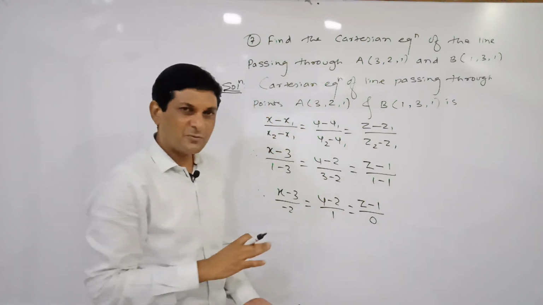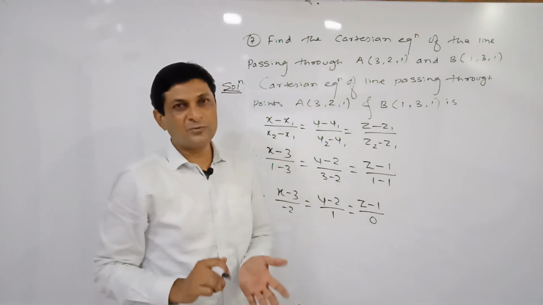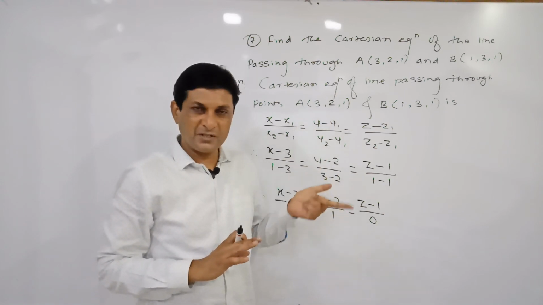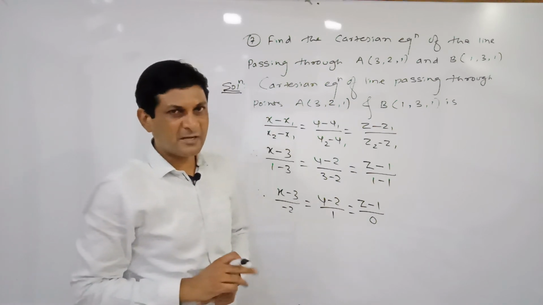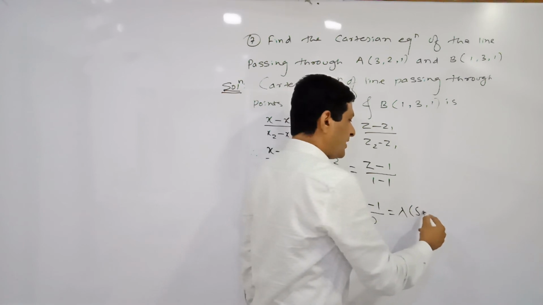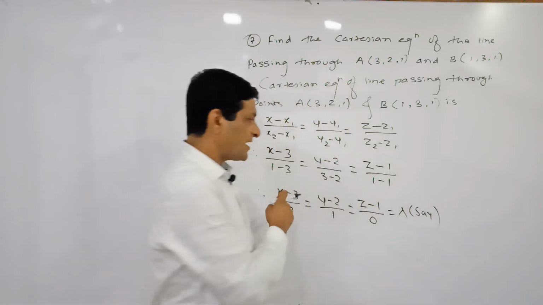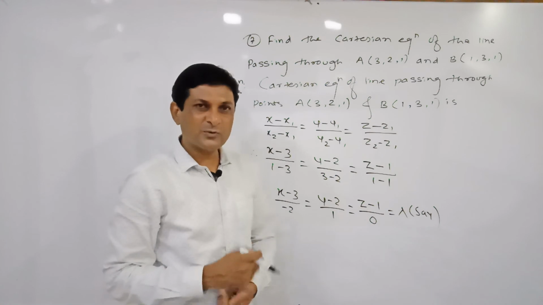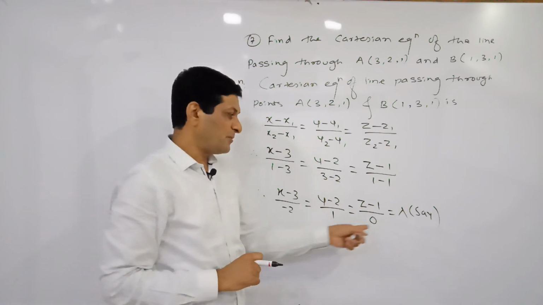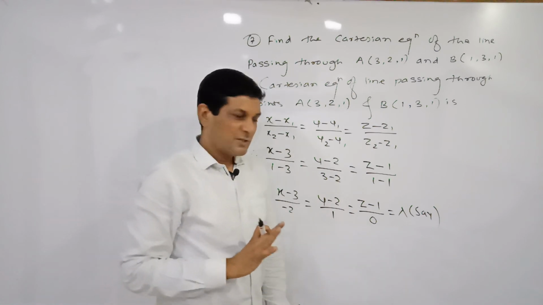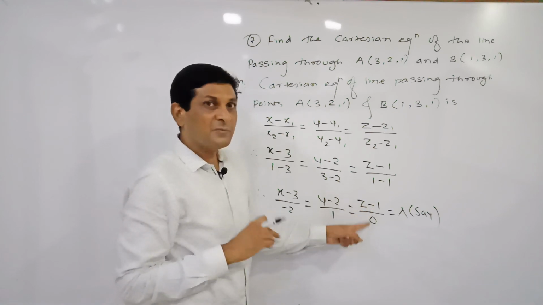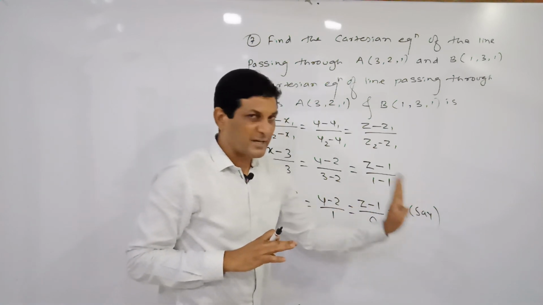Whenever we get 0 in the denominator, we convert this equation into parametric form. Definitely it will be a Cartesian equation, but in terms of a parameter, which is nothing but a scalar. I am denoting that parameter by lambda, so these three equal values I denote by lambda. We only use this method when we get 0 in the denominator. Here the denominator of only one term is 0, so we separate that one term.